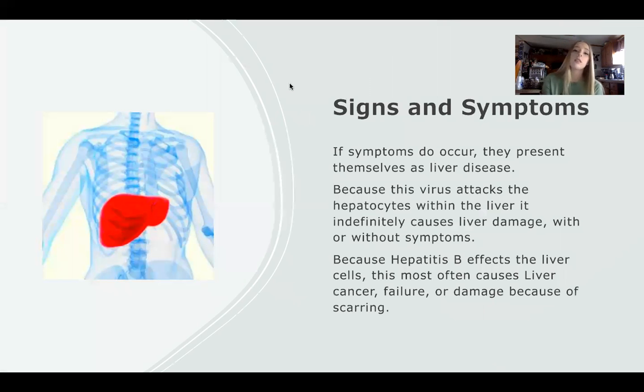Now, like I said, this virus attacks your liver. So if you do get the symptoms, it's going to present itself as liver disease. Your liver filters out toxins in your body. So when it is unable or damaged, you will feel the effects of those toxins starting to run through your body. The way this virus damages the liver, it can be scar tissue that you see, or cancer is number one for what it causes because it is damaging your hepatocytes so rapidly.